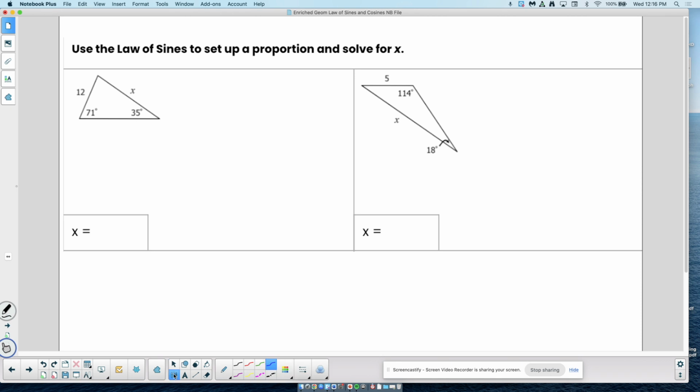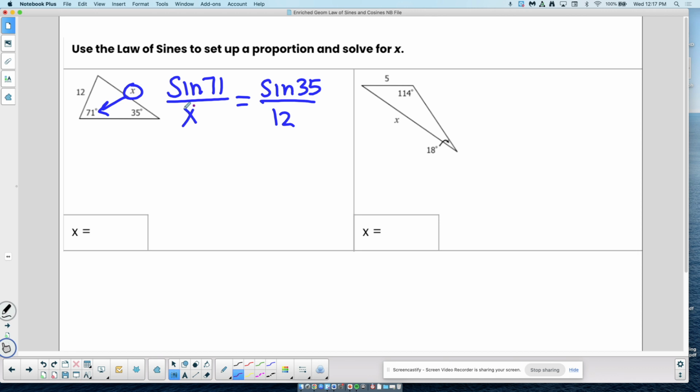It says use the law of sines to set up a proportion and solve for x. So if we look here, I like to start with the angular side of where my variable would be. I'm noticing that my variable is a side, and that's across from angle 71. So I'm going to write sine of my angle, 71, over x, is equal to sine 35 over 12. So that's our proportion that we know is true. And a couple of chapters ago, when we talked about similarity, we worked with proportions a lot, and we cross multiply. That's what we're going to do here.